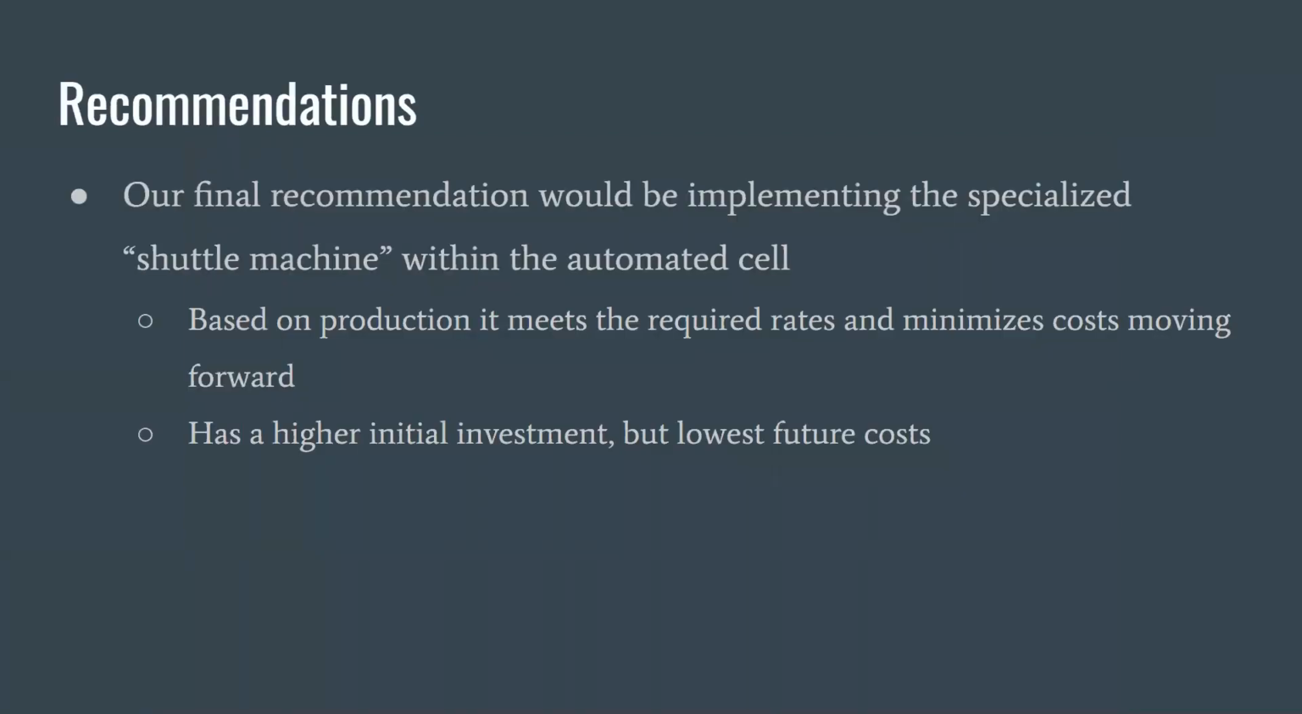After conducting our analysis, it is apparent which alternative provides the most benefits for the company moving forward. Needless to say, our final recommendation would be the implementation of the specialized shuttle machine within the cell. This is based upon the drastic improvements we touched upon in our previous slides, such as the reduction in cycle time and considerable reduction in labor costs. As such, we've chosen it for our final recommendation.